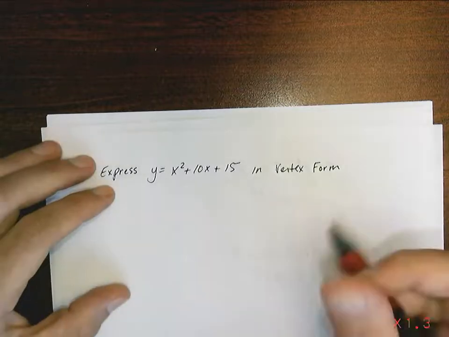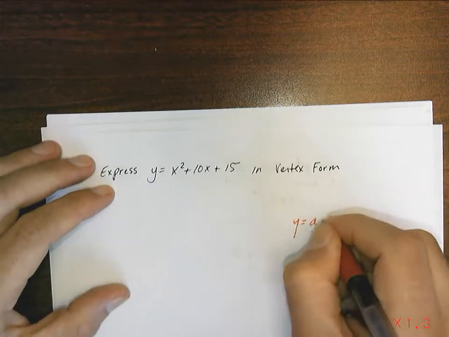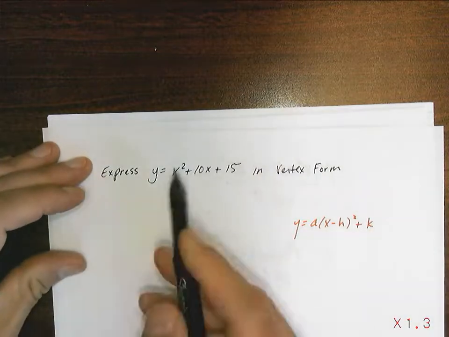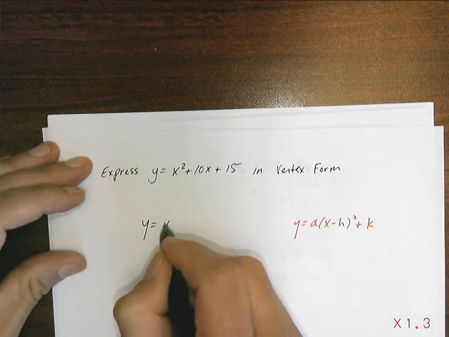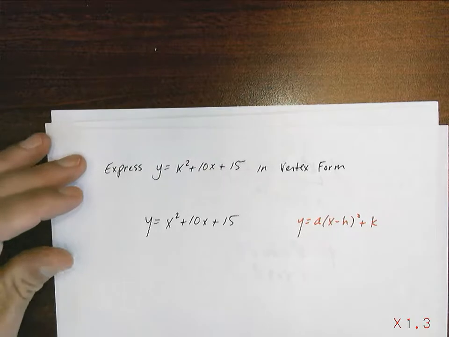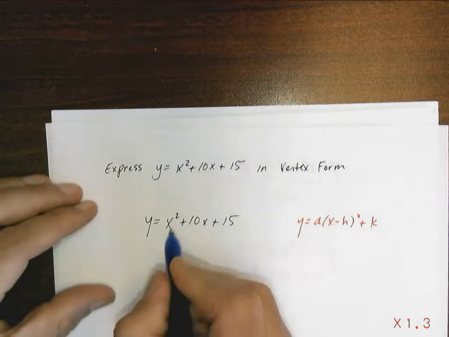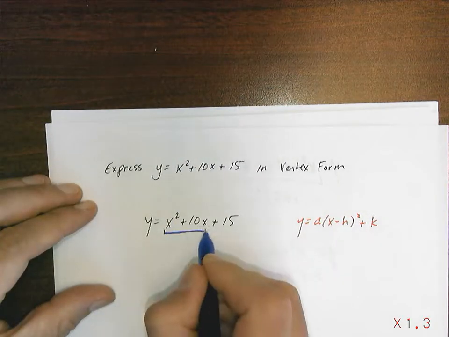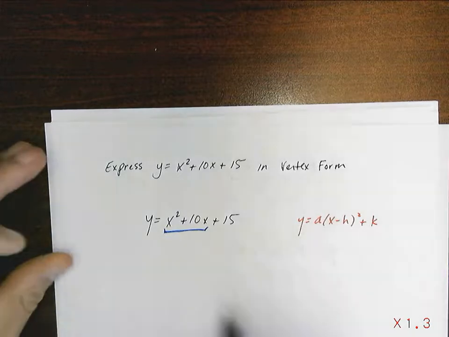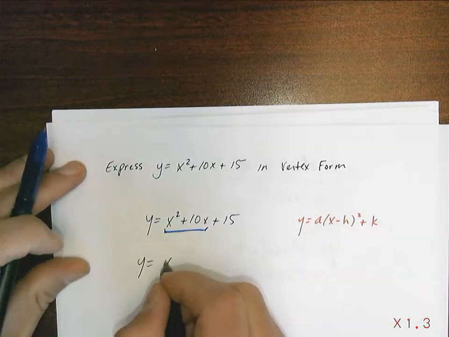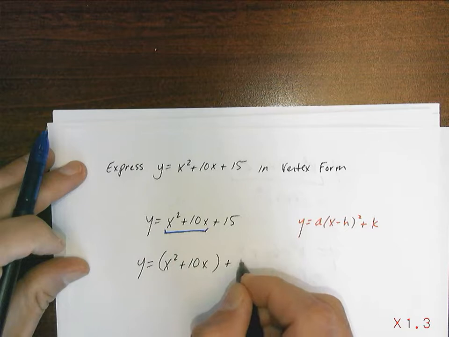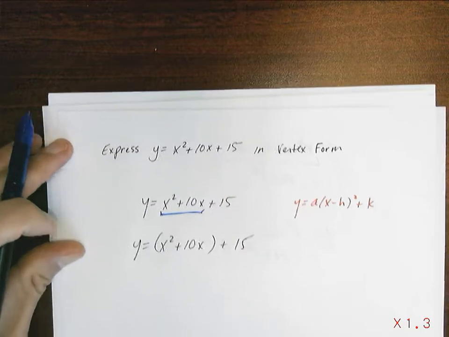First of all, you got to know what vertex form is. It is a(x minus h) squared plus k. And we're starting with something in standard form. Now, good news. I know how to take this amount, that much of it, and make a perfect square trinomial out of it. What I do is, I go y equals x squared plus 10x, and I put it in brackets to show that that's the part I'm working with.